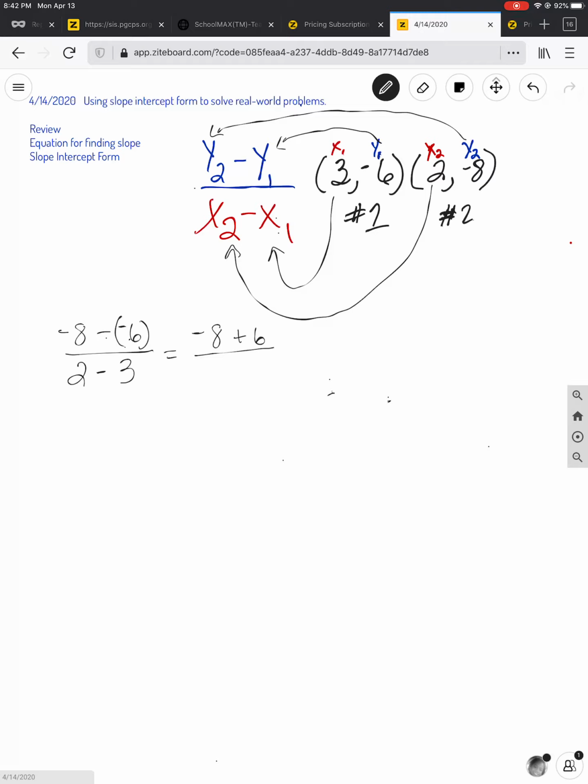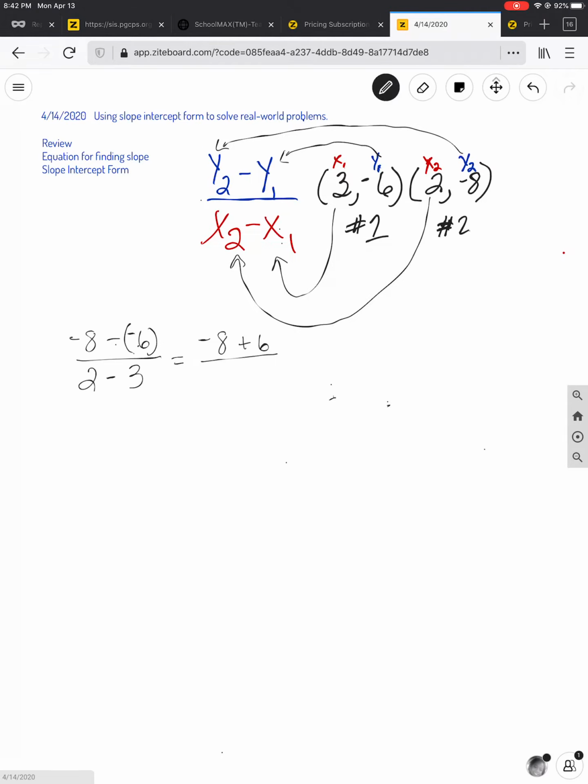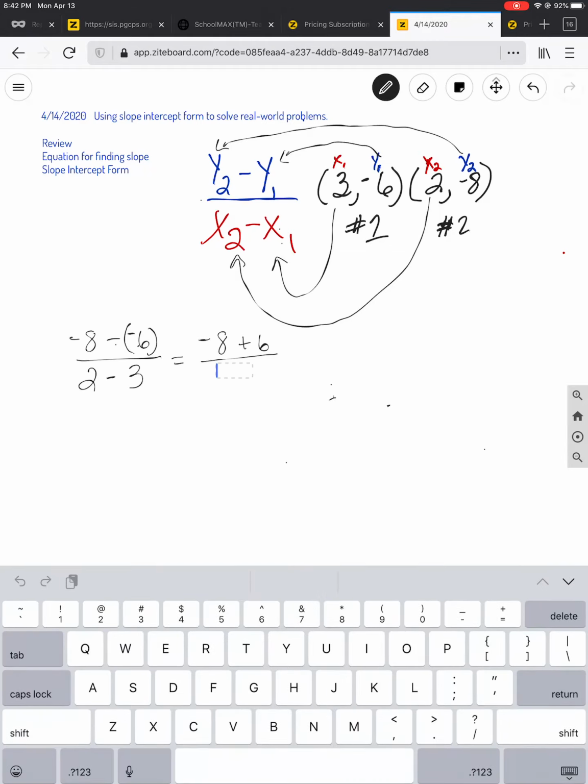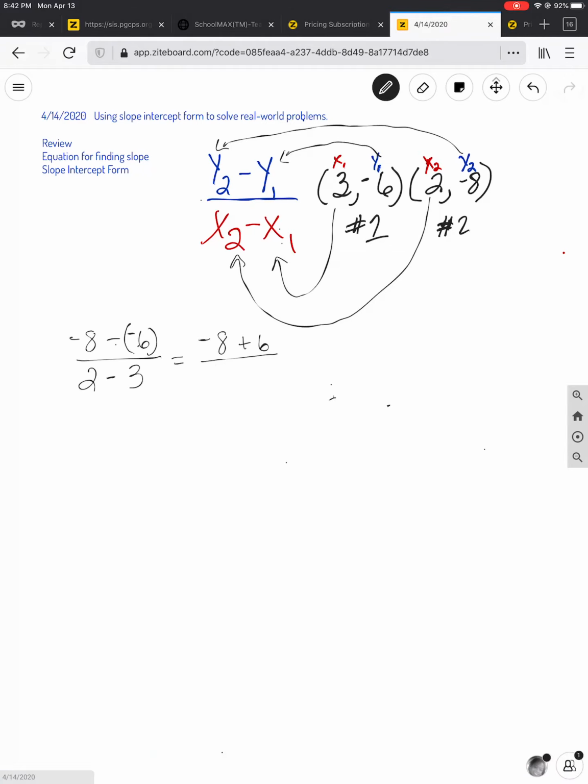And in the bottom, I have 2, and I'm taking away a +3. Well, let's think about that. If I take away something positive, my value is going to decrease. So taking away something positive is the same thing as adding something negative. I have 2.